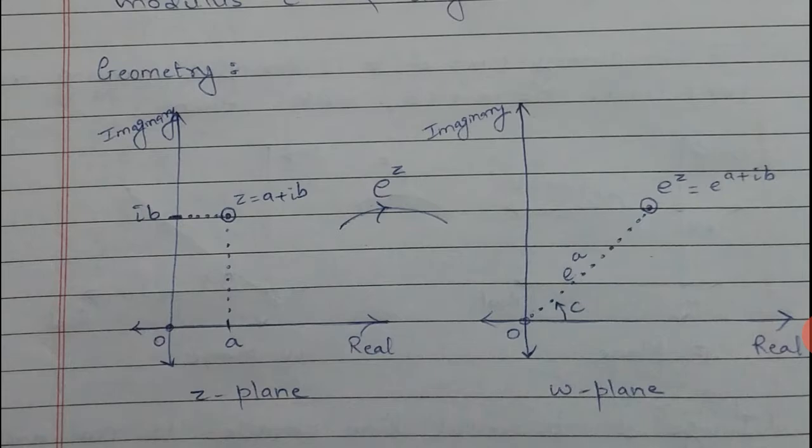Then if we take a point z is equal to a plus ib in the z plane, its image under the transformation e raised to z in the w plane will be a point which makes an angle b with the real axis, and its modulus, that means distance from origin, is e raised to a.